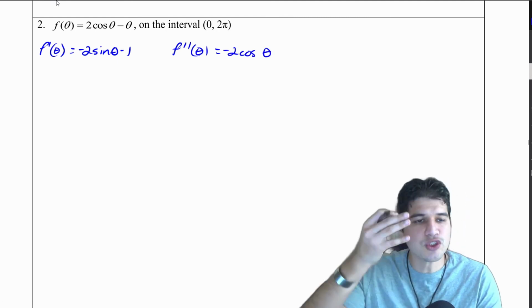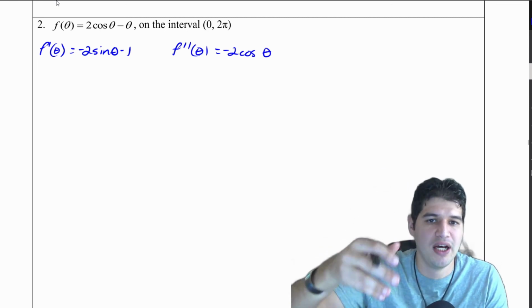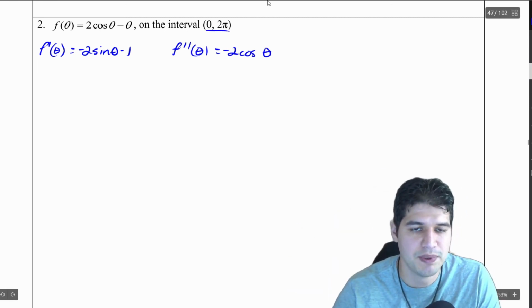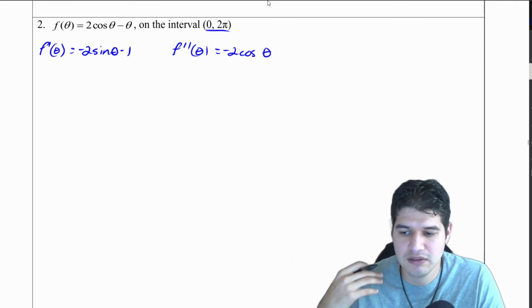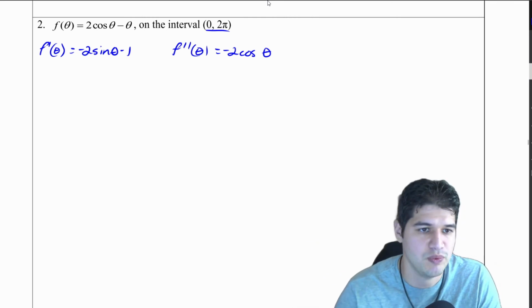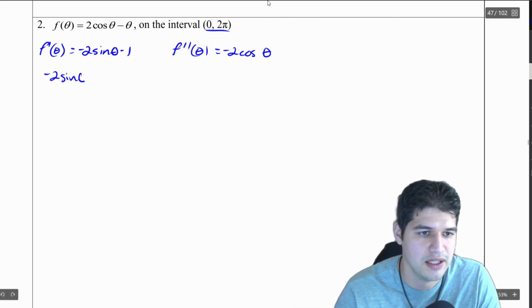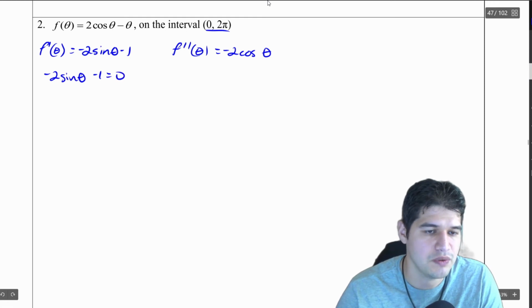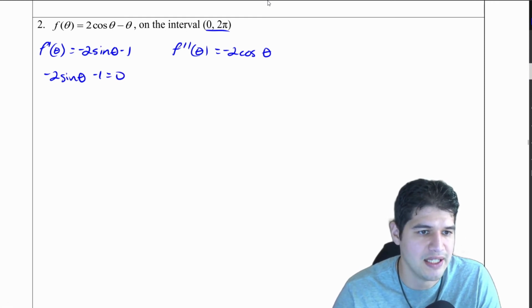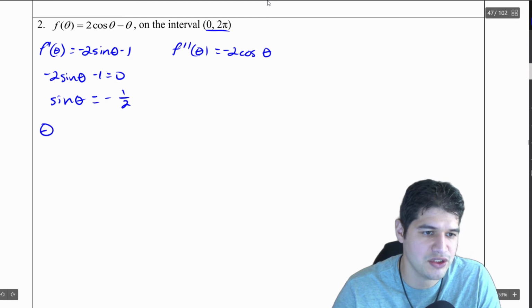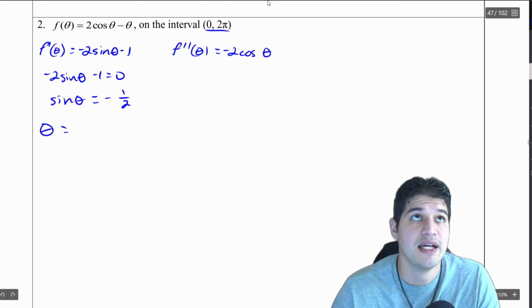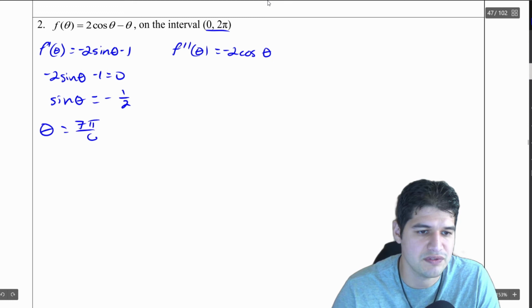Okay. So going back to that first derivative, we want to find, of course, on the interval from 0 to 2 pi, where are we having critical points? Where are those coming up? So we set this equal to 0, -2 sine theta minus 1 equals 0. We add 1, we divide that by -2, so we know that sine of theta is going to be equal to -1/2, okay? So what values of theta do we get that make that true? Well, then that's going to be 7 pi over 6 or 11 pi over 6.